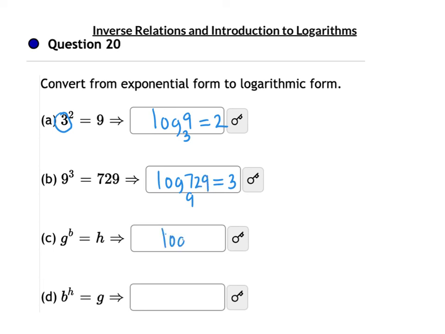This is the log. The base is the bottom part there, base g. It's always equal to an exponent, which is h. And then the last one is the log base b equal to an exponent, which is h of g.